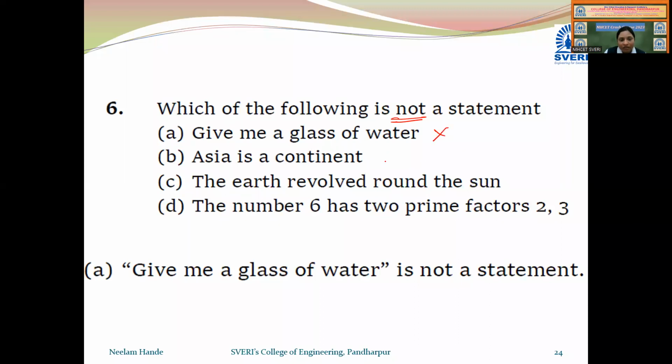Asia is a continent. Is it a statement? Yes, madam. The earth revolves around the sun. Yes, statement. The number 6 has 2 prime factors. We don't know, but I told you every time that it should be either true or false, anything but a statement. So this is a statement. Which is not a statement then is option A. Very good.